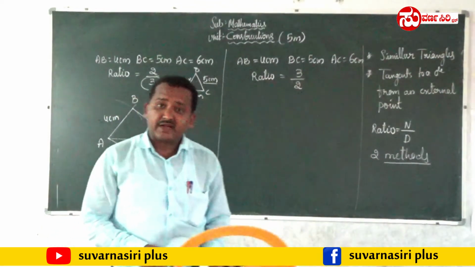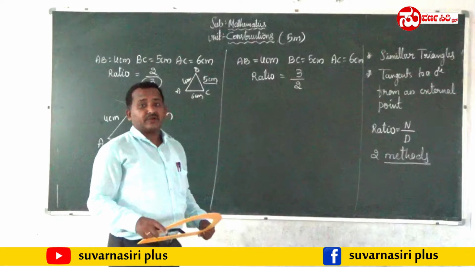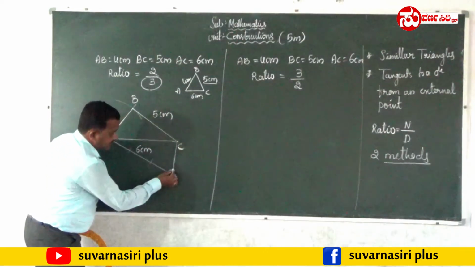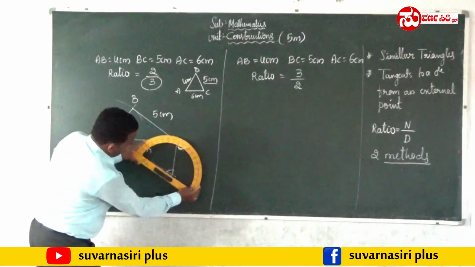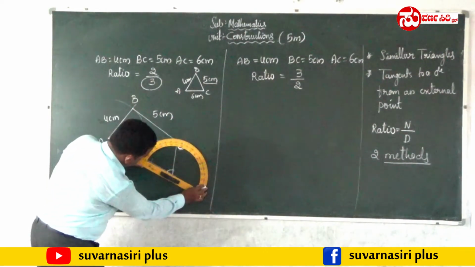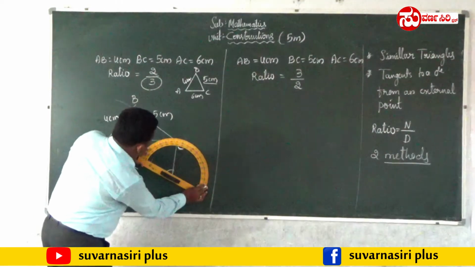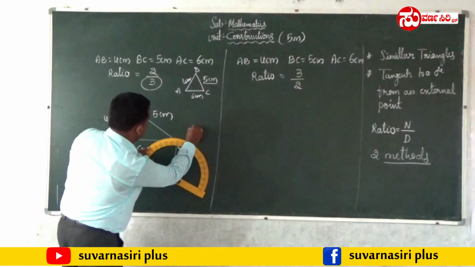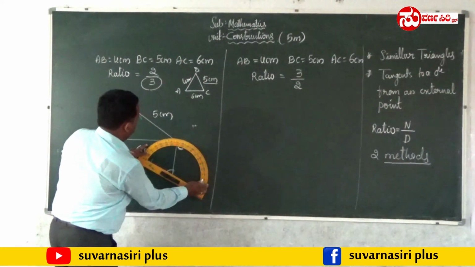Here I have the protractor. I take the help of the protractor and measure this angle. So keep the protractor like this. So I am getting 70 degrees here.